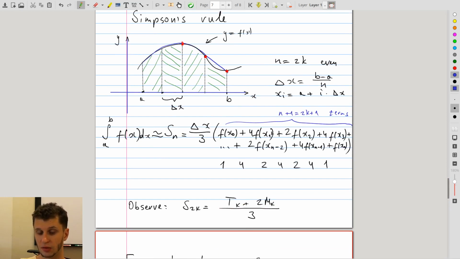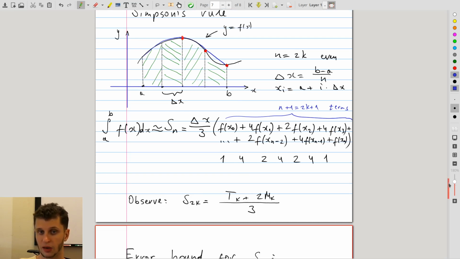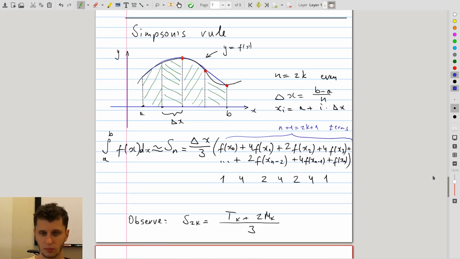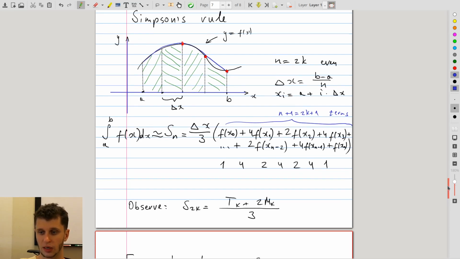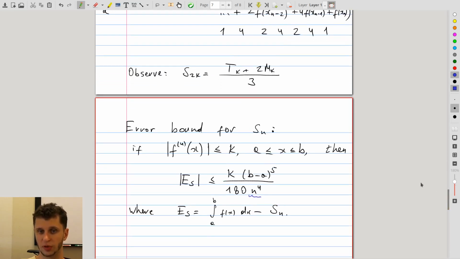This rule is actually quite practical, and it's often used for numerical computations. We will look at some examples of how Simpson's rule, the trapezoidal rule, and the midpoint rule are used for computing actual practical integrals in some common computer algebra systems. That comes in the next video.